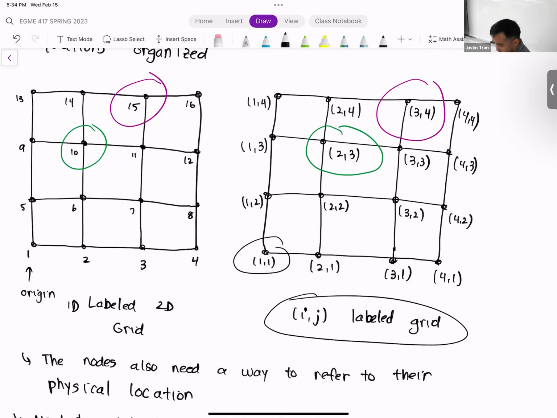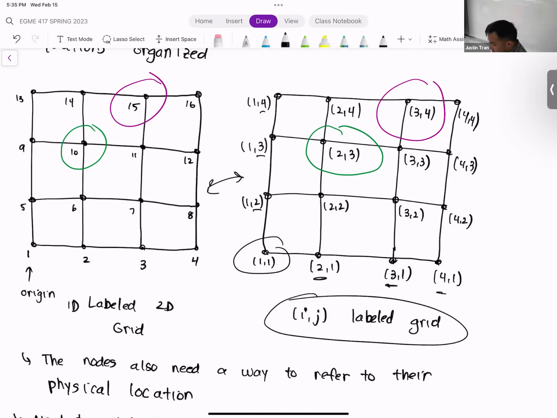So you can see when we go from left to right, the I value is incrementing. And when we go from bottom to top, the J value is incrementing. The interplay between these two grids is going to be key to our algorithms. It's going to be key to how we develop these codes and get this whole thing to work.